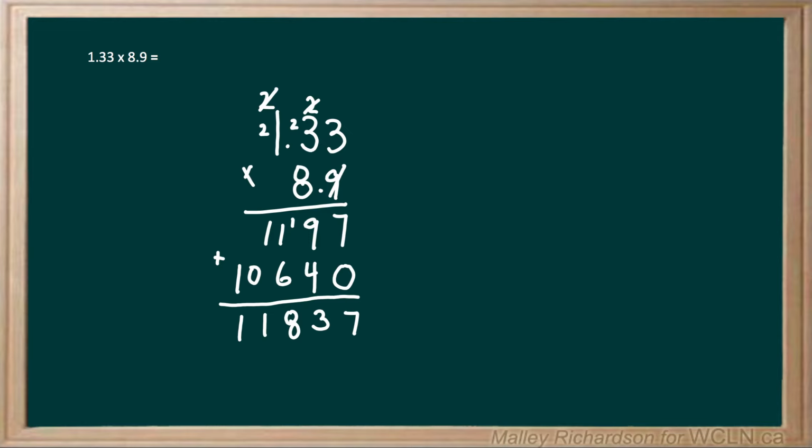So now that we have all of our digits in our final answer, we have to worry about our decimal. So going back to our original question, in 1.33 we have 2 digits behind the decimal, and in 8.9 we have 1 digit behind the decimal. So 2 plus 1 gives us 3, which means we are going to have 3 digits after our decimal in our final answer. So if our decimal starts behind the 7, we're going to move it over once, then twice, then a third time to leave our decimal right after the 11.